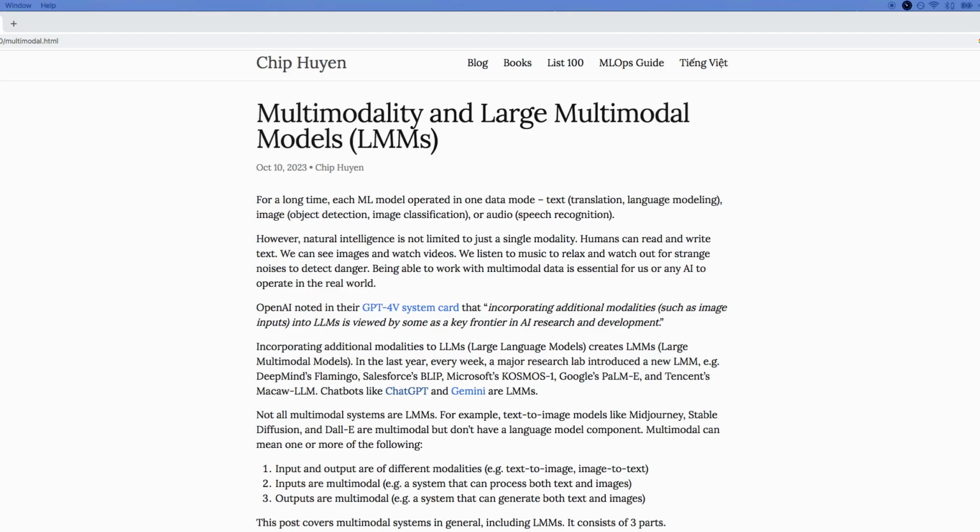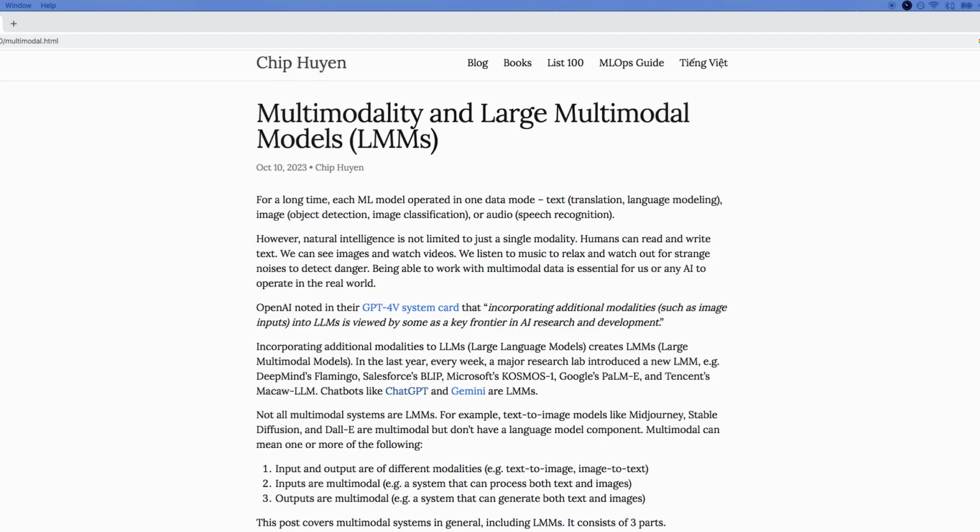OpenAI noted in their GPT-4V system card that incorporating additional modalities, such as image inputs, into LLMs is viewed by some as a key frontier in AI research and development. Incorporating additional modalities to LLMs, large language models, creates LMMs, large multimodal models. In the last year, every week, a major research lab introduced a new LMM, e.g., DeepMind's Flamingo, Salesforce's BLIP, Microsoft's Kosmos-1, Google's PaLM-E, and Tencent's Macaw-LLM.